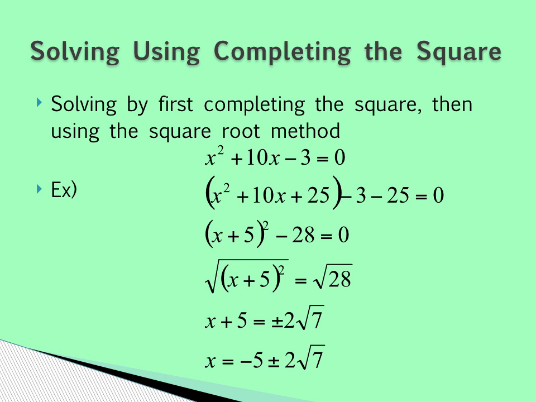Now 28 is 4 times 7, so I can pull out a 2 there. I'm assuming that you're comfortable reducing square roots, being that you're in Algebra 2. If you need to refresh on that, that might be something you need to do in a different lesson. And then when I isolate x here, I'm going to move over that 5. It's going to be on the left here. I would have negative 5.